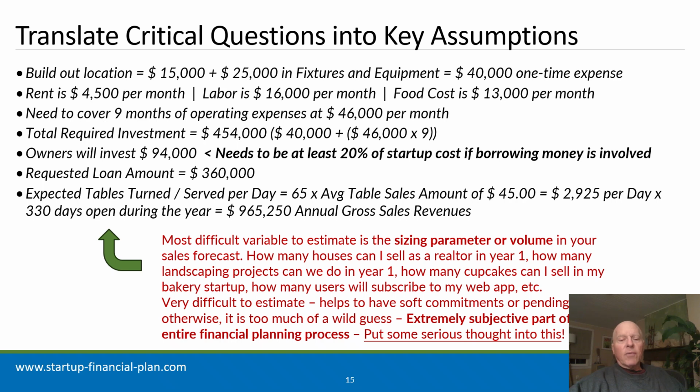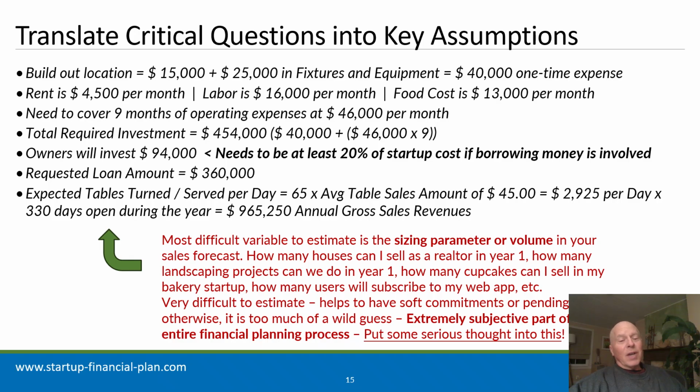So if I add up 4,500 plus 16,000 plus 13,000 and I multiply that by 9, I've got to cover a lot of money. And if I add up my one-time startup cost of 40,000, I really need about $454,000 to cover this whole thing. So I've got that one time and those recurring expenses. That adds up a lot.